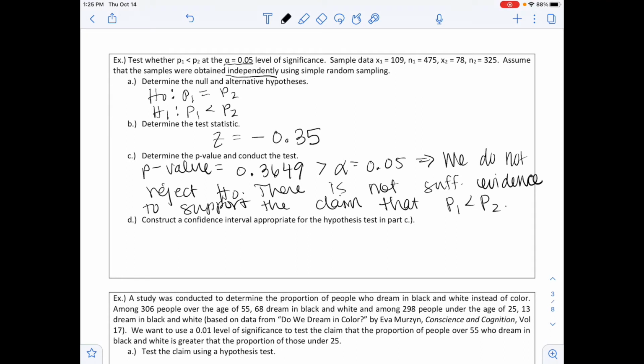Now part D says to construct a confidence interval appropriate for the hypothesis test in part C. So in order to do this with the confidence interval, I'm going to go ahead and draw my bell-shaped curve. And again, I want to remind us that confidence intervals always need to be set up as a 2-tailed test, like we said earlier. And since I'm dealing with a left-tailed test, my alpha is going to go in the left tail, which is over here. So this little area over here, and I'll shade it, is going to be equal to alpha, which is 0.05.